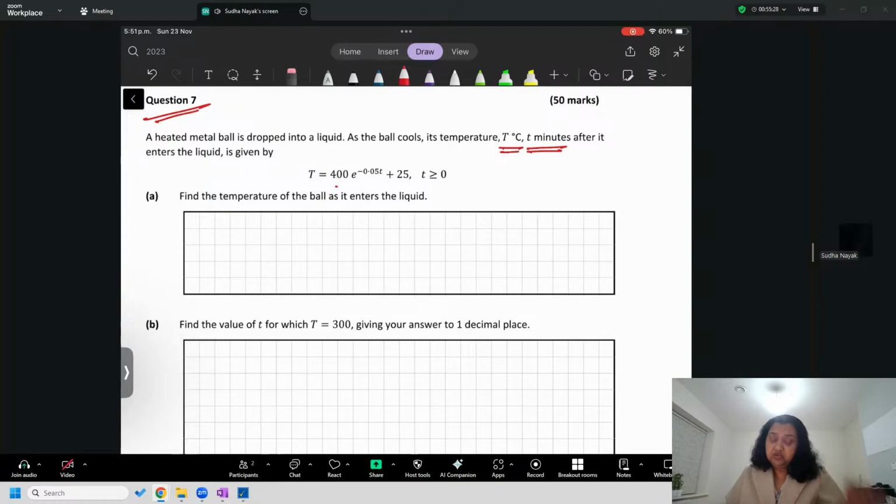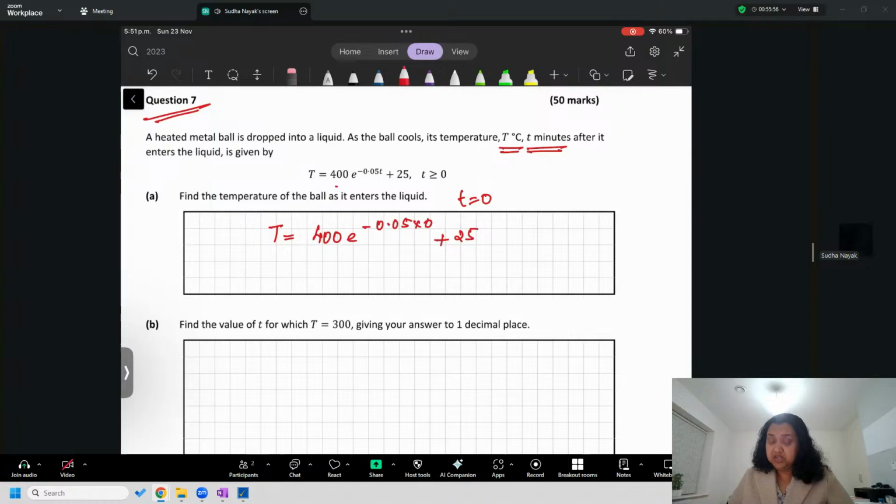Usually the first part is about the initial phase that you have to find out. If it is a ball entering the liquid, it means t is equal to 0, or if they are starting a climb, then the height is equal to 0 or something like that. Usually it is like that, but we cannot say for sure. So you just put t is equal to 0: 400 e to the power of minus 0.05 into 0 plus 25.